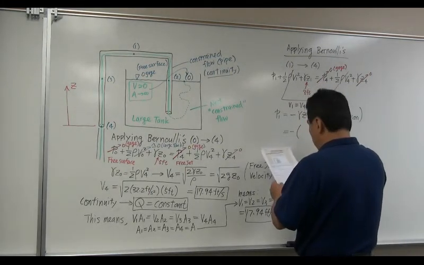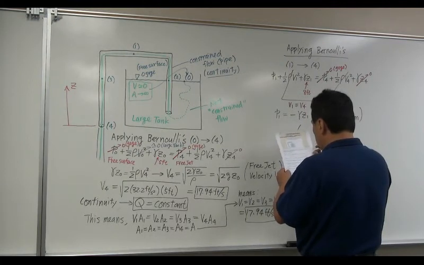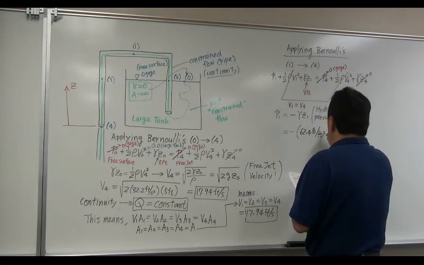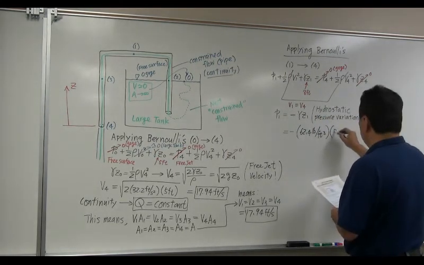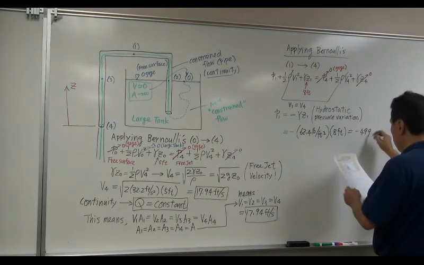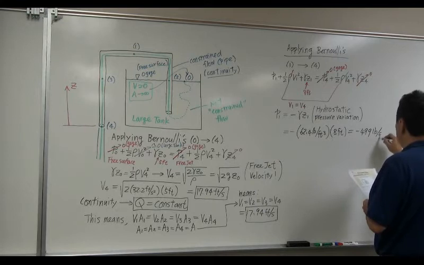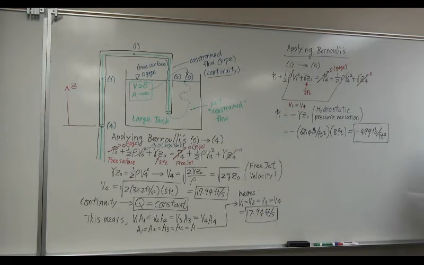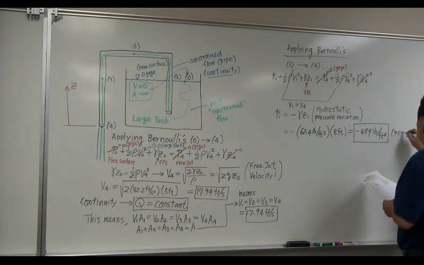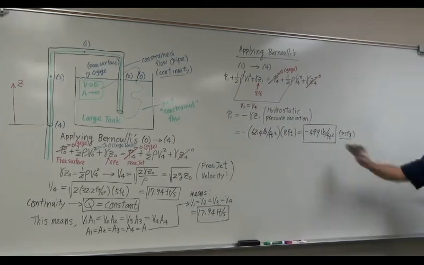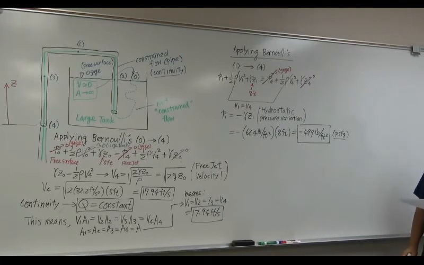So this is minus gamma, which is the specific weight of water, 62.4 pounds per cubic foot. Z1 is of course 8 feet. So this computes to minus 499 pounds per square foot, PSF. Negative sign means this is really lower than local atmospheric pressure. So this is PSFG. So minus 499 PSFG. Really low pressure. Oh, okay.